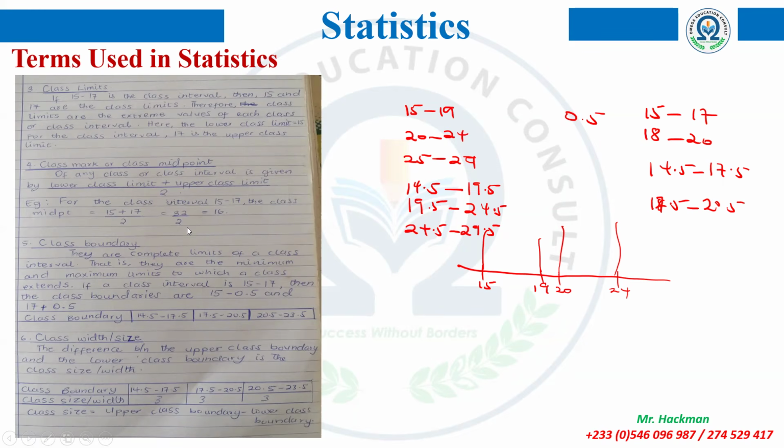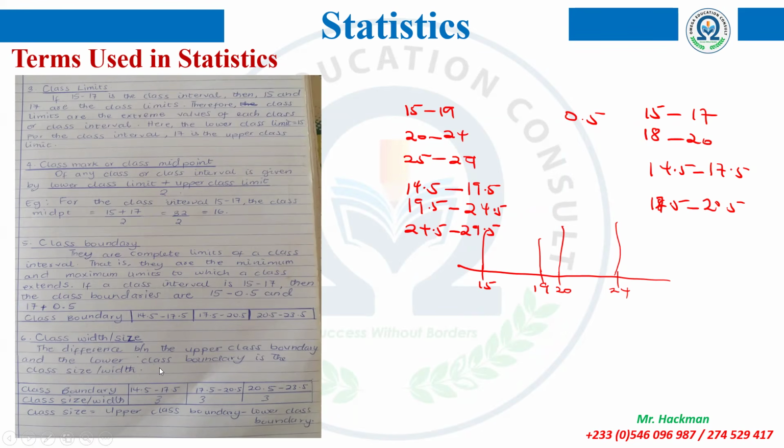Okay, so you can see that what the limits can do, the boundaries can do as well. Very soon you will know something. Okay, so in this case, we can equally calculate the midpoint using what? The boundaries. Take notes. All right, now let's come to the class size or the class width.